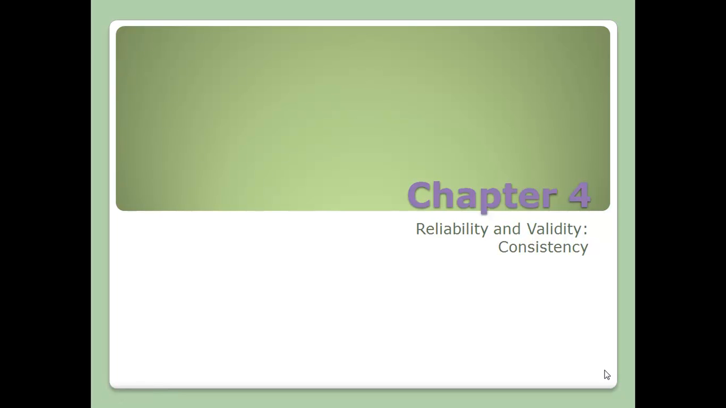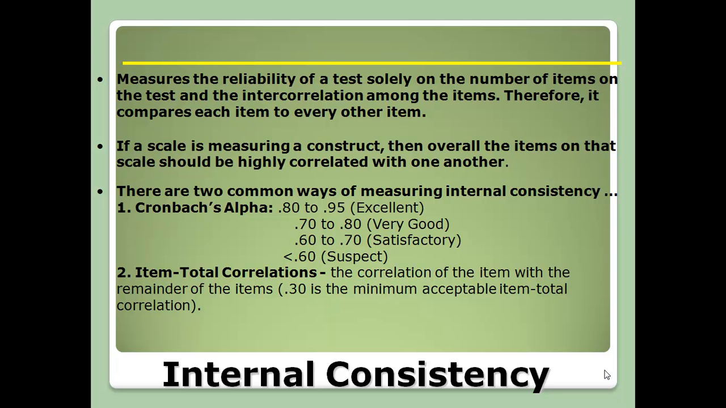Okay, in the last section, I gave you a basic overview of reliability and validity. In this section, we're going to hone in on consistency, or internal consistency, of the test. Internal consistency measures the reliability of a test, and this is based solely on the number of items and how those items correlate with each other.